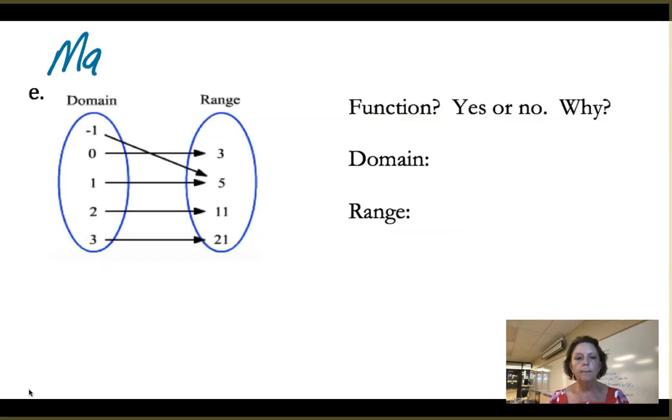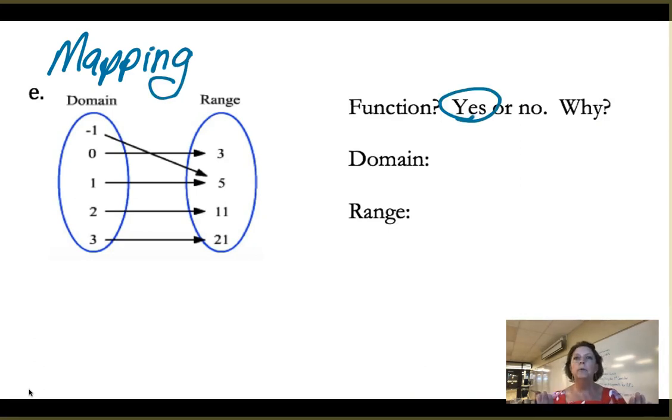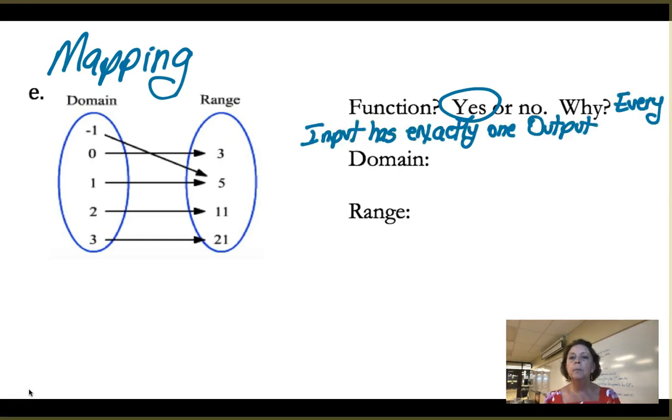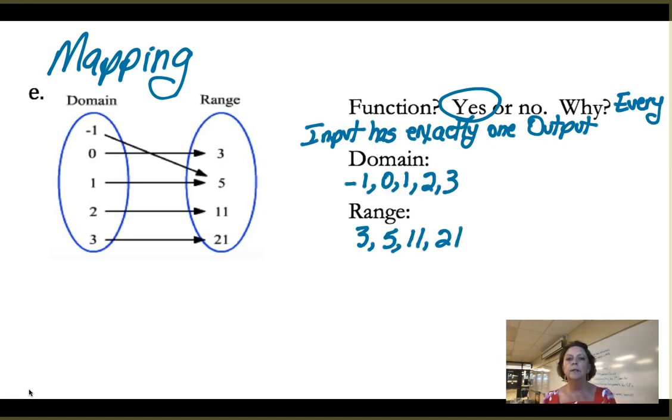All right, this is called mapping. And mapping is a list of all your domain and your range and the arrows to them. This is a function because each domain is pointing to one and only one range. So each input has exactly one output. And they've already listed our domain and our range, so I'll just write them down again.